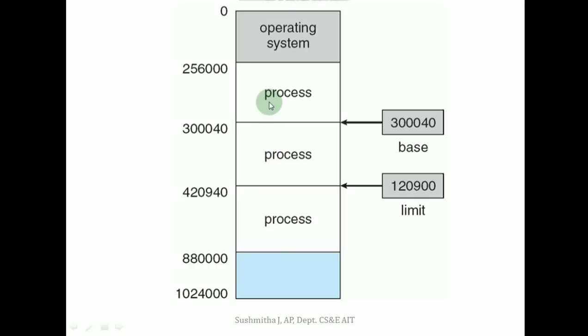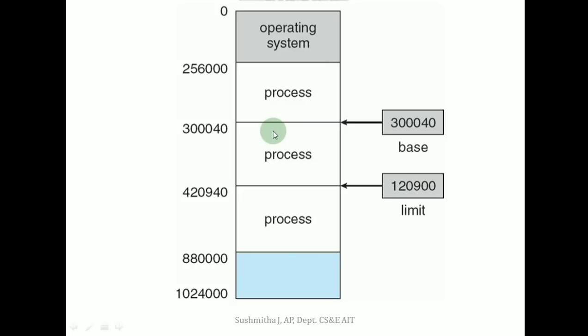Now I have allocated, let me say, process 1, 2, 3. Process 1 is allocated from 256,000 to 3,000,040. The protection we are talking about is that this process should not exceed its usage. Any operations it does, it must do within this range itself. If it exceeds, it will be treated as an illegal operation or an error.